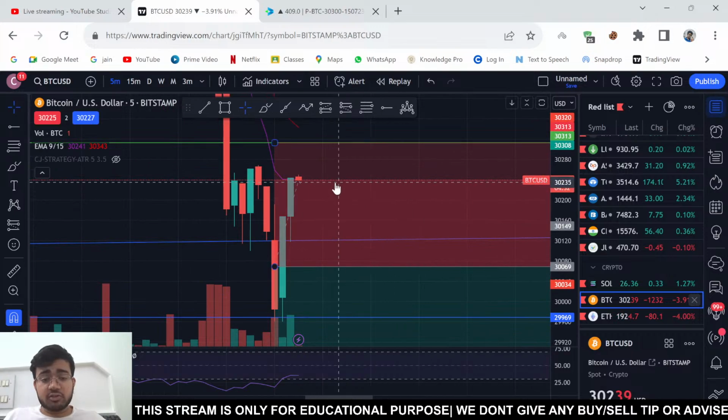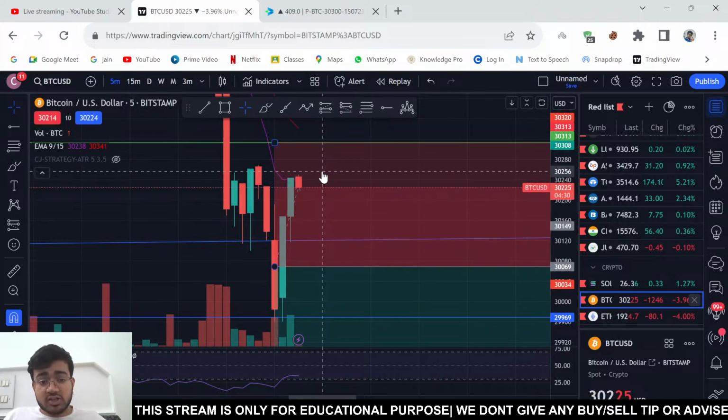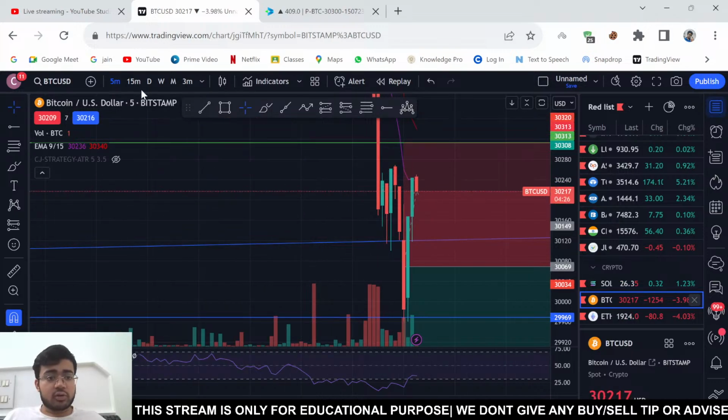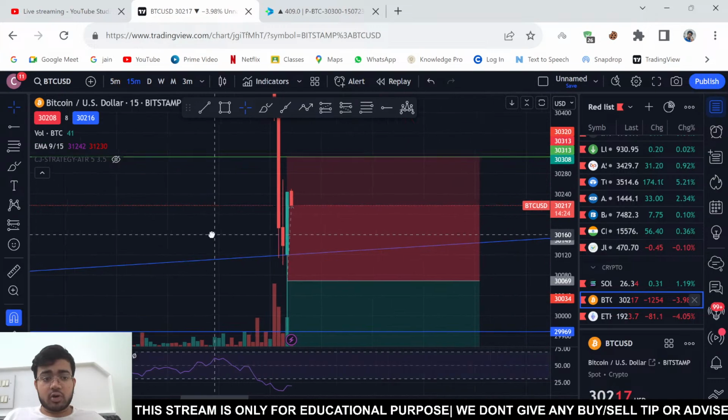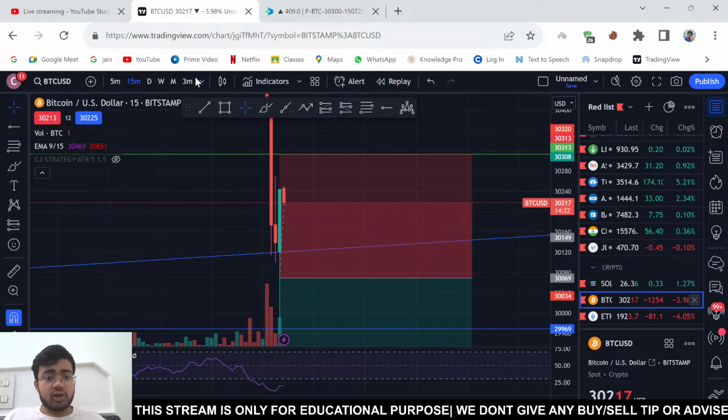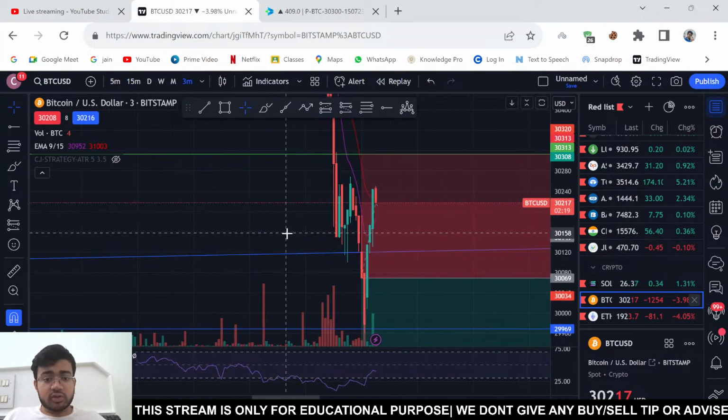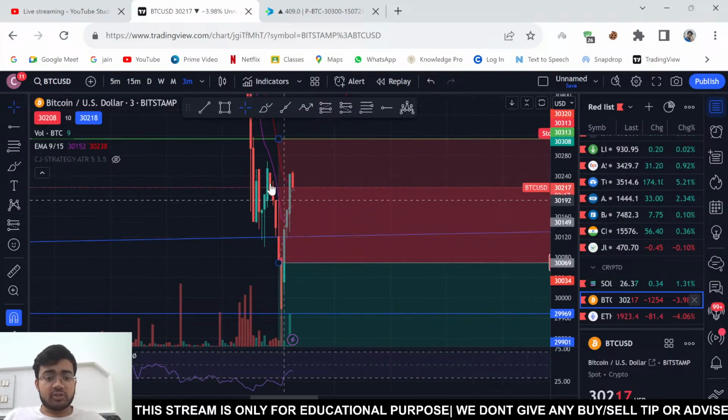But I will be exiting soon if I see one spike above this. One little spike above this. Because this is not looking good on the 5 minute time frame as well, not even on the 15 minute time frame, and not even on the 3 minute time frame. All the time frames are indicating that it might as well just form an inverted head and shoulders and just move up.